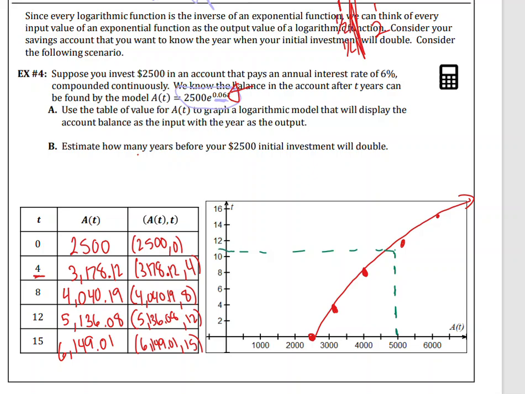Now you can certainly put this equation in your calculator, hit the value button at 5,000. That's obviously going to get you much more accurate. But looking at this, or what it should be, is a little over 11 and a half years, you will double your money.